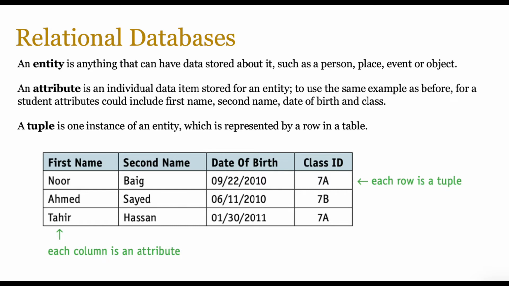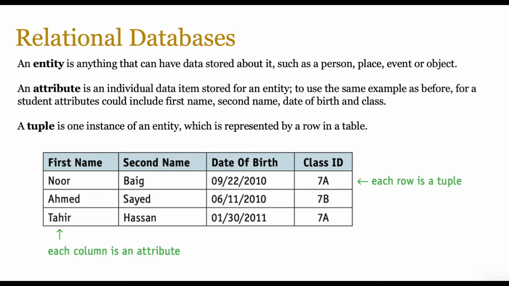The new terminology that you will probably encounter at AS level is entities. An entity is anything that can have data stored about it, such as a person, place, event, or object. An attribute is an individual data item stored for an entity. To use the same example as before, for student attributes, they could be first name, second name, date of birth, and class. A tuple is one instance of an entity, which is represented by a row in a table.